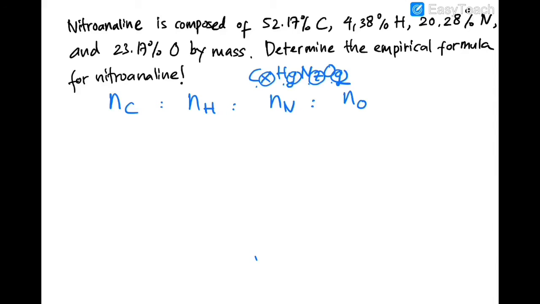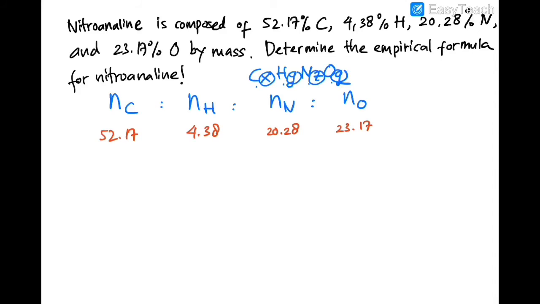100 is an easy number for you to assume because we use percentage, and of course everything will make up to 100 gram. So in this case, we can write down that the carbon has 52.17 gram, the hydrogen will have 4.38 gram, the nitrogen will have 20.28 gram, and the oxygen will be 23.17 gram.